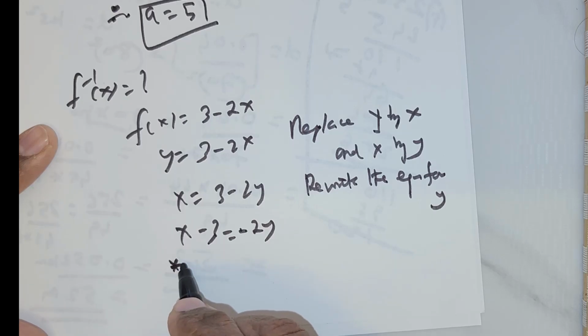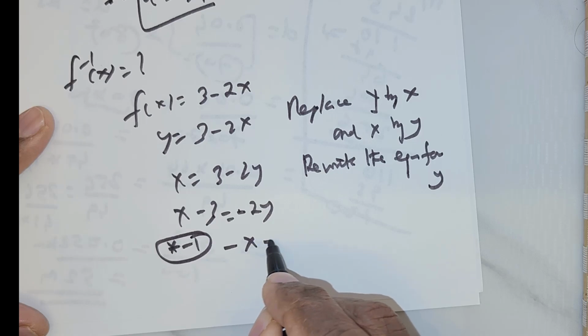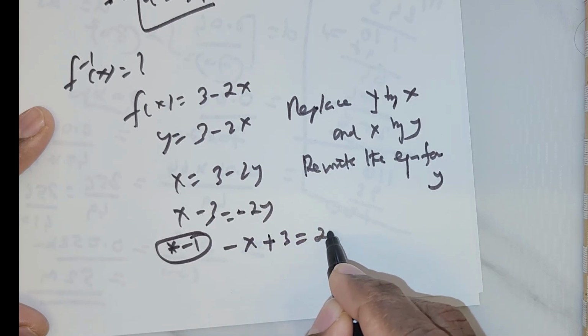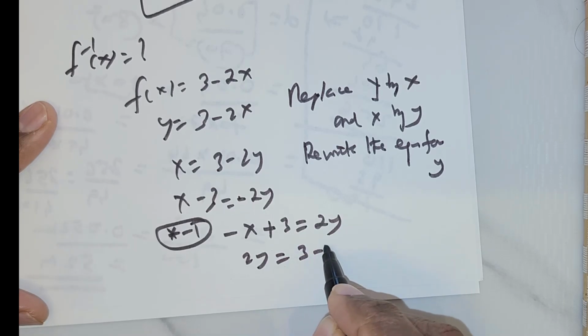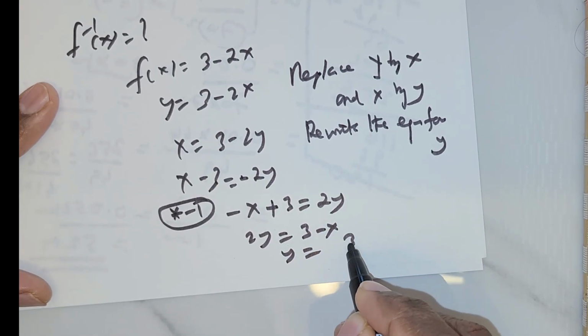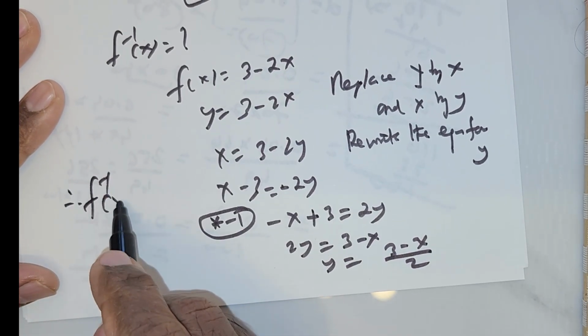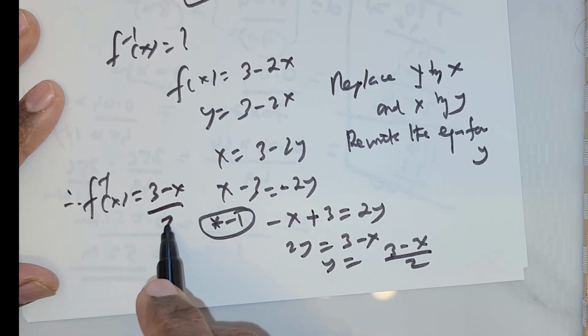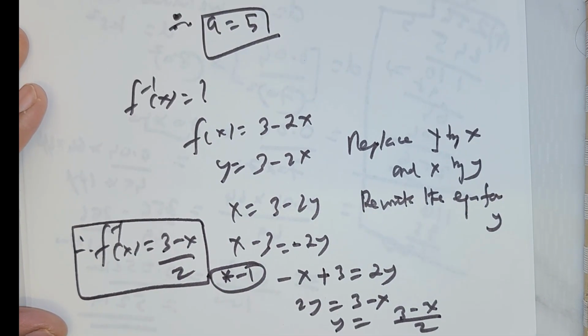Then I multiply by −1 on both sides. So I have −x + 3 is equal to 2y. I'm going to write it like this: 2y is equal to 3 − x. So y is equal to (3 − x) divided by 2. So therefore f inverse of x is (3 − x) divided by 2. So that's the solution. We move on to the next one.